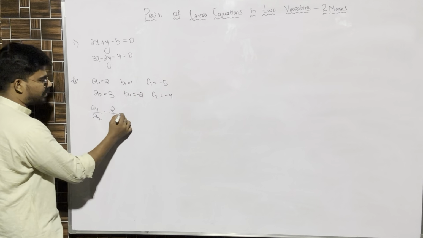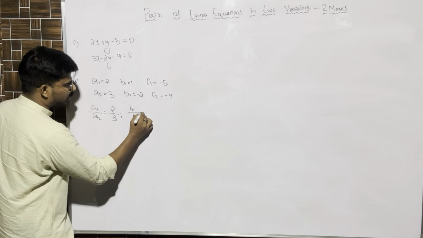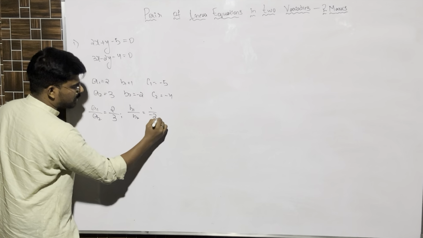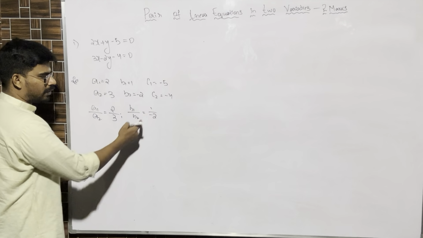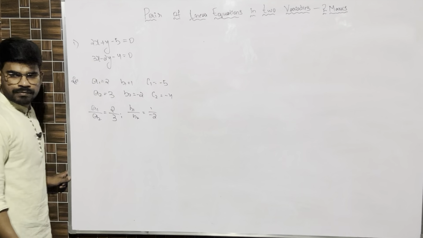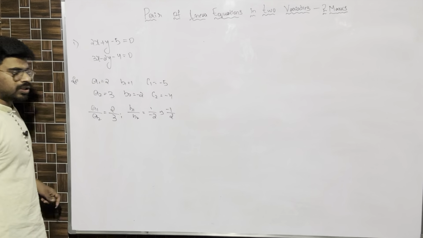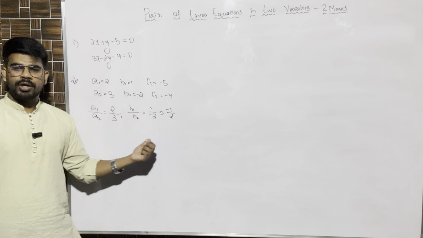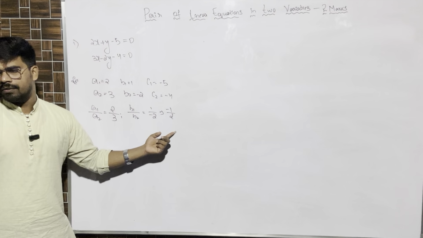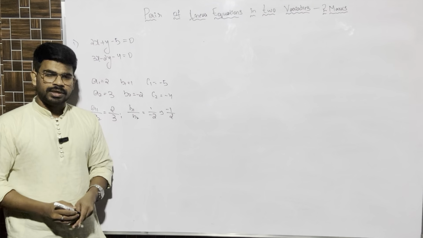Okay. Let us find b1 by b2. b1 by b2 is equal to 1 by minus 2. Minus won't be there in the denominator. You have to shift this minus to the numerator. Remember, minus will not be there in the denominator. It will become minus 1 by 2. So shall we go for c1 by c2? No, because a1 by a2 and b1 by b2 are not equal. So it is not required to check the third one.